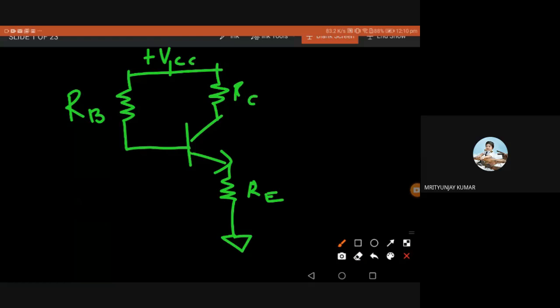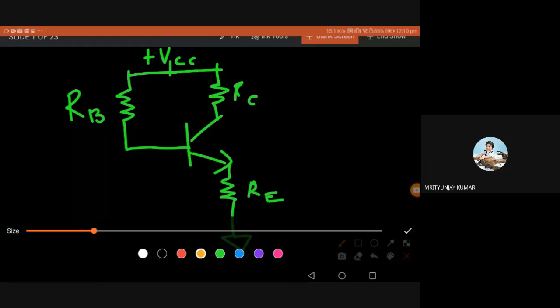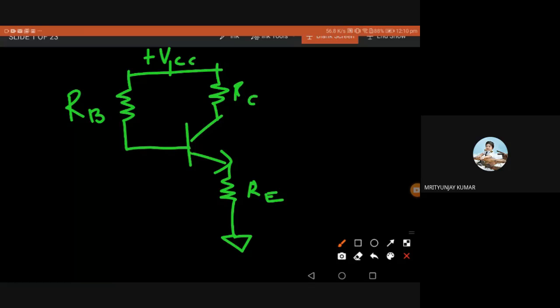Okay, so let's see how the feedback works. Here we know RC is connected to the collector of the transistor, so the current passing through this resistance we call IC. So this IC is the current passing through RC and coming through the collector of the transistor. Ultimately our Q point is fully dependent on IC. Sometimes because of temperature variation or beta variation, IC may increase. So what happens here when IC increases?